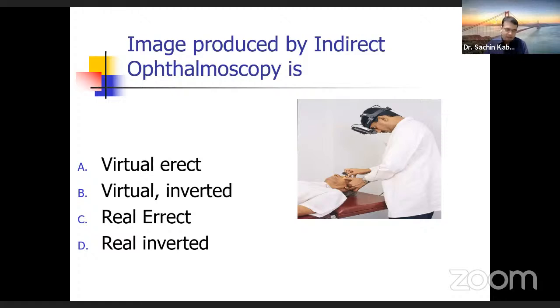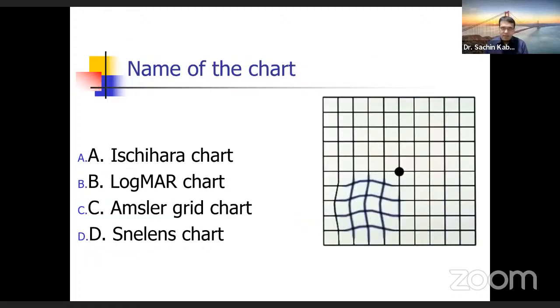Okay, the real answer is real and inverted. This is the name of the chart. It's available in everybody's OPD. Answer options are A, Ishihara chart, option B, Logma chart, option C, Amsler grid chart, and option D, Snell's chart. Ishihara, Logma, Amsler, or Snell's? Your time starts now. The clue: this chart is used for predicting a macular function or macular distortion.